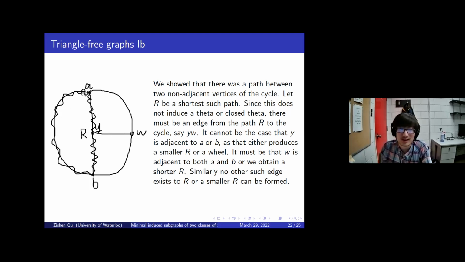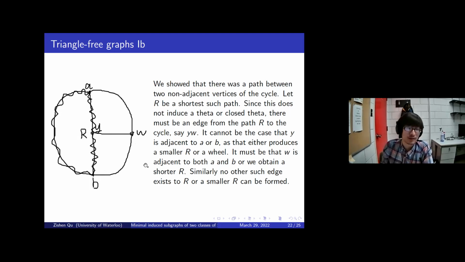So that means that this cycle is induced. There are no chords. Then W is adjacent to Y, is adjacent to A, is adjacent to B. It's adjacent to three vertices on a cycle, so that means it's a wheel. That gives you the contradiction there. So G has no K4 minor because of this.